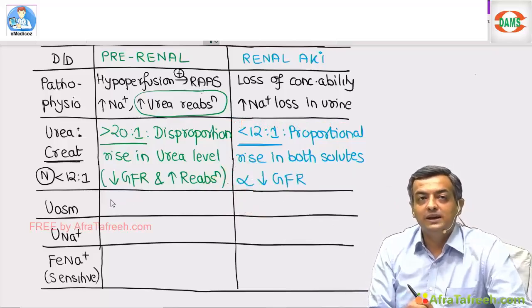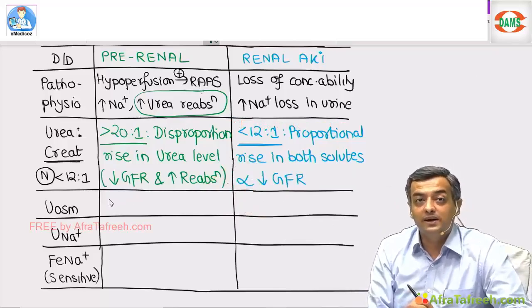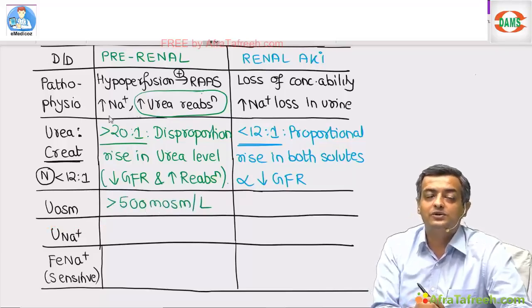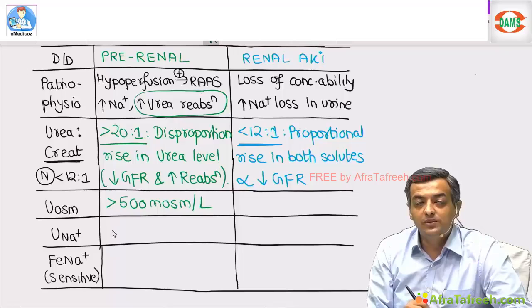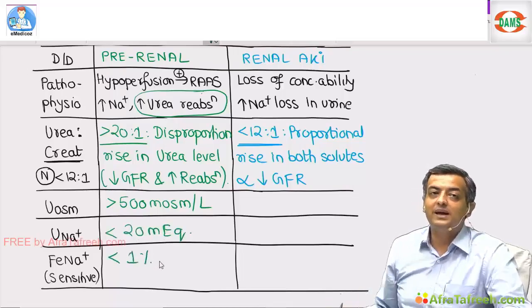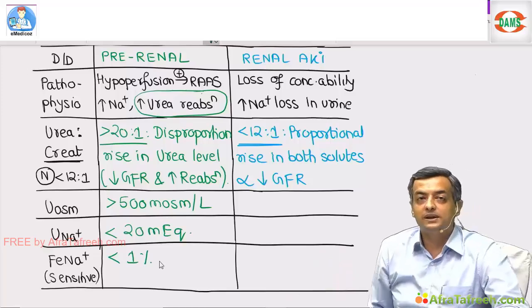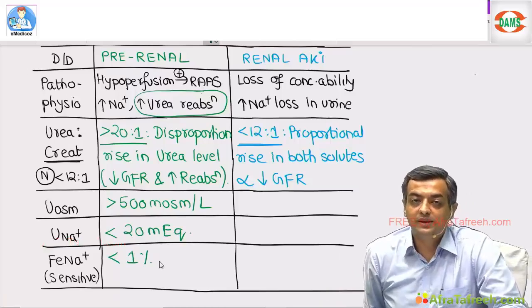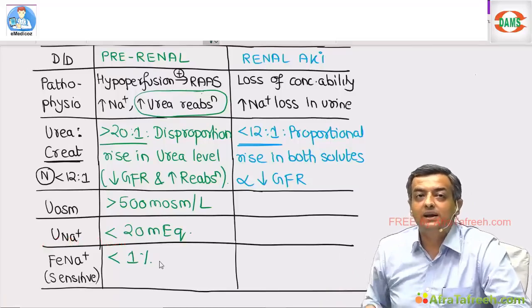Urine osmolarity is concentrated because all the water and sodium is reabsorbed. Sodium is reabsorbed. So urine sodium content will become less than 20 milliequivalent. So excretion of sodium in the urine will be less than 1%. So FeNA less than 1% indicates pre-renal.